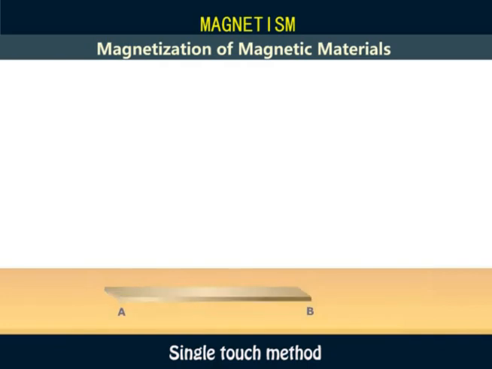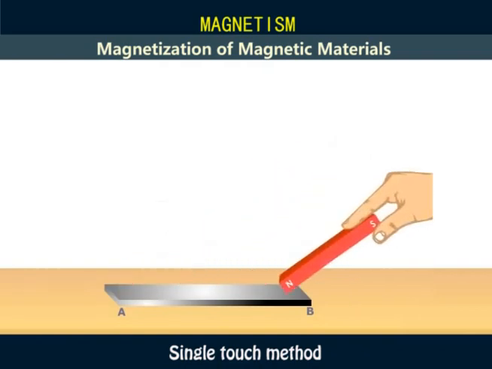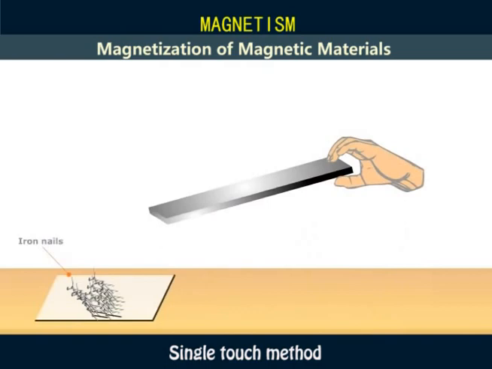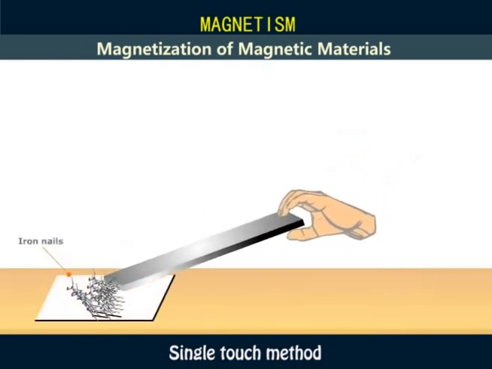Now turn the iron piece upside down and magnetize this side in the same manner. The point A will get the same polarity as the pole of the magnet touching it. When this piece is brought near some iron nails, it attracts them, indicating that indeed it is magnetized.